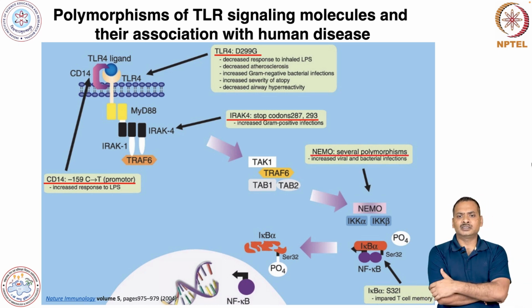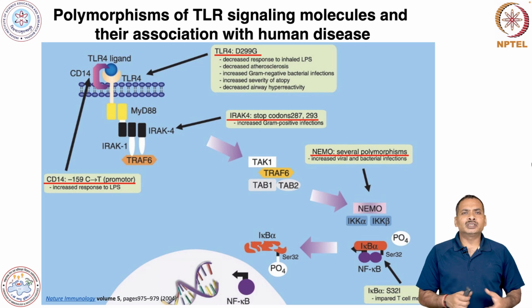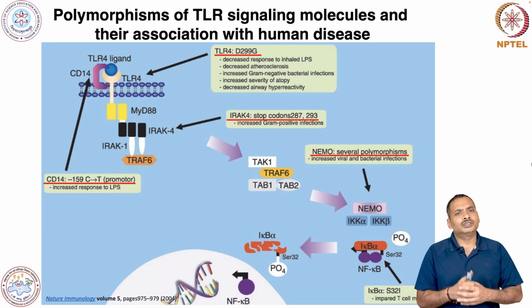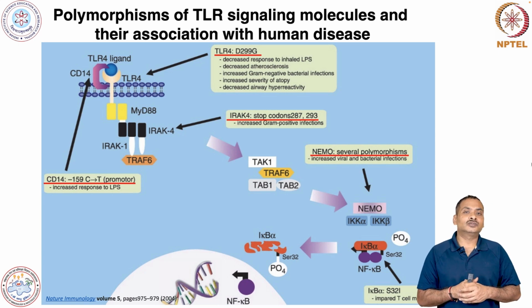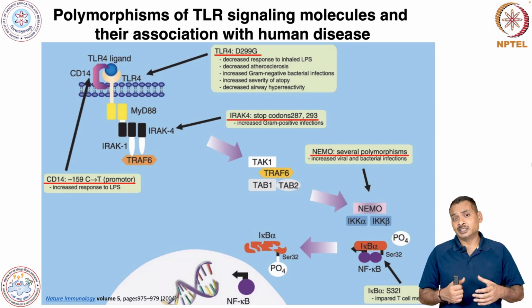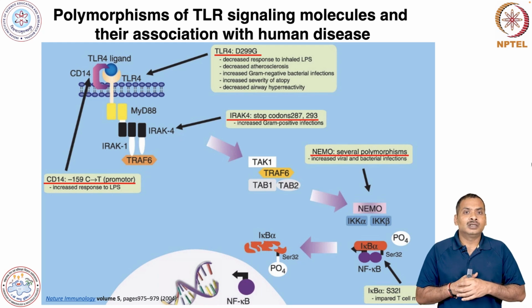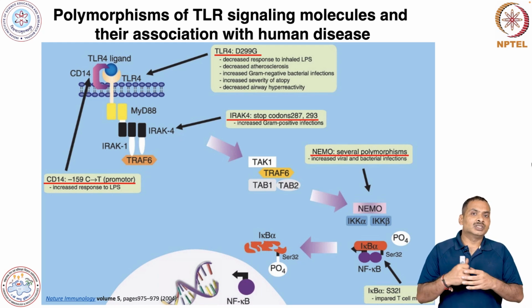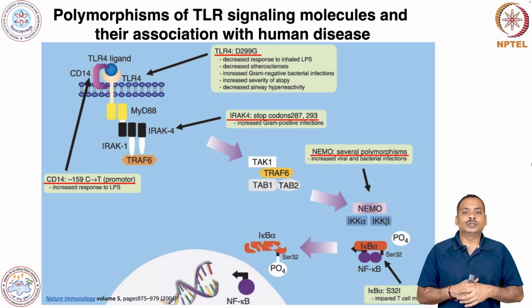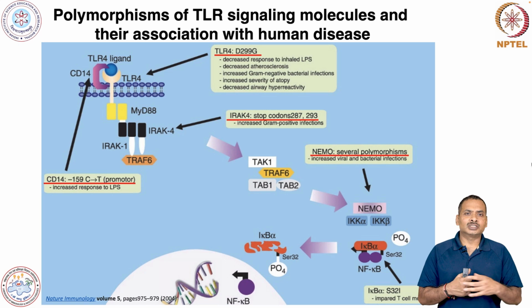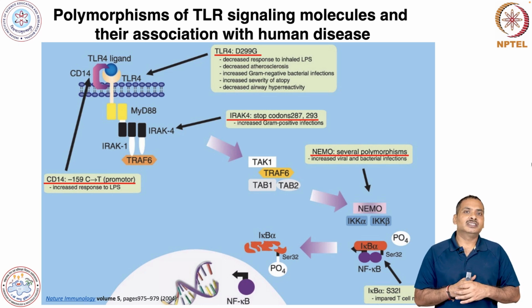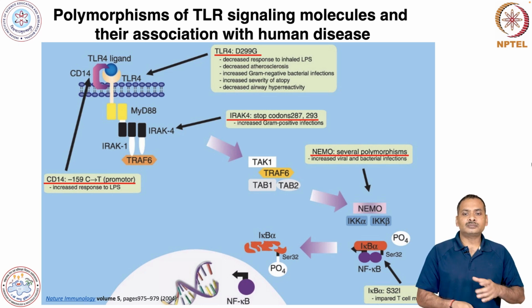Another is this NEMO. So, NEMO is one of the components of the IKK complex. The IKK complex consists of IKK alpha, IKK beta and IKK gamma, and IKK gamma is also known as NEMO, okay. So, if there is some polymorphism in this NEMO, then there is a possibility that the individual is more susceptible to viral and bacterial infection, okay.